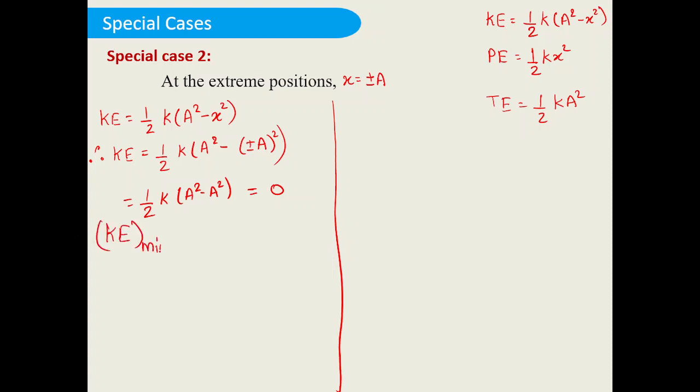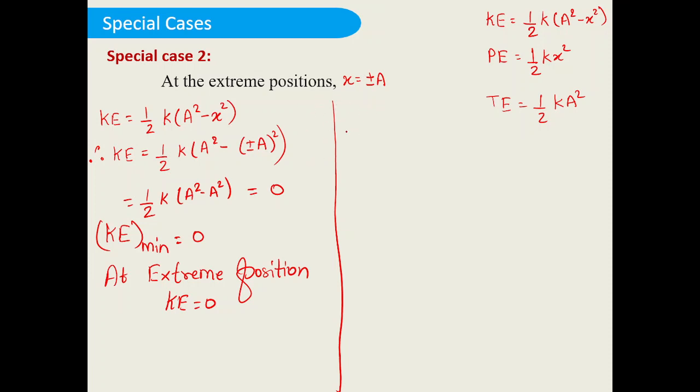That means kinetic energy is minimum now. So I can say the minimum value is equal to 0. At extreme position, kinetic energy is equal to 0. Why is kinetic energy zero? Because kinetic energy is given by half mv square. At extreme position, whenever the value of x is equal to plus or minus a, v is equal to zero. So that's why the kinetic energy is also zero. Since v is equal to zero, kinetic energy is also zero.